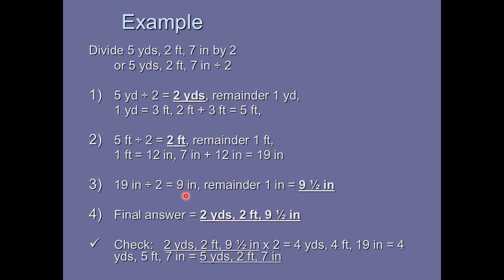I divide 19 inch by 2, but this time I have a remainder 1, so I convert it to 9.5, because I don't have any lower term left, right? That is the lowest term I have, so I just make a fraction out of it. 19 by 2, which is 9.5 inch. So my answer is 2 years, 2 feet, 9.5 inch.